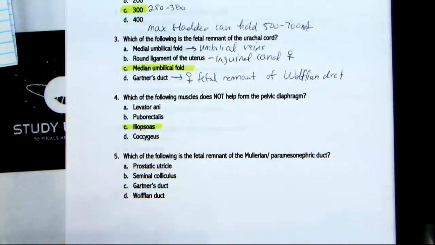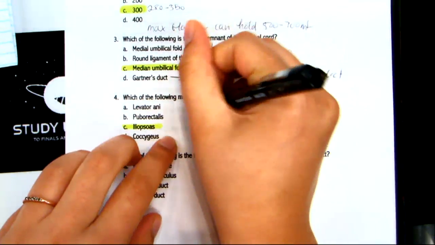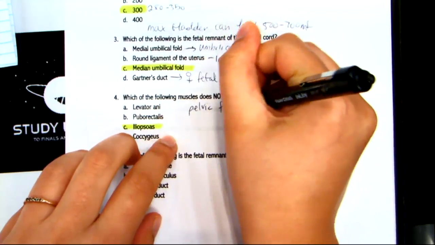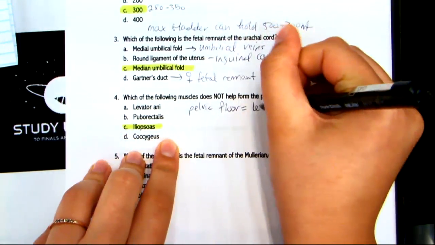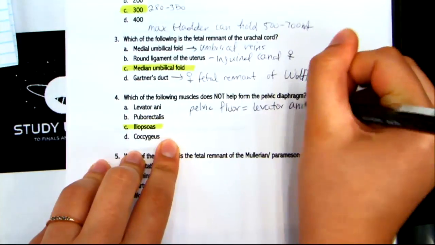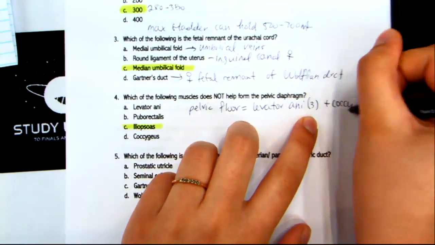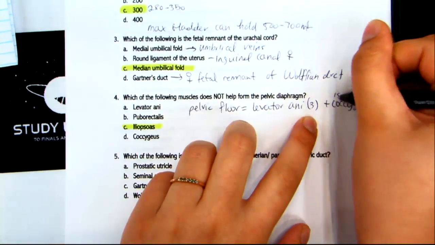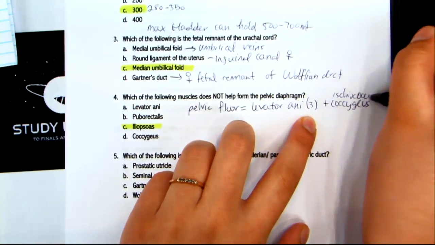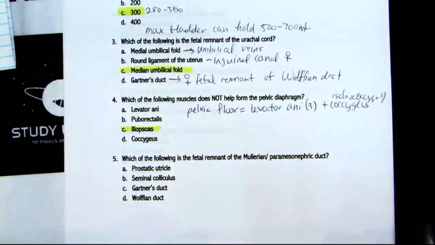Talk about this one a little more as well. So your pelvic diaphragm or your pelvic floor, I'll write floor here so we can remember, it's the same thing, is made up of the levator ani muscle, which has 3 parts, plus the coccygeus, which is also the ischiococcygeus, same thing. Okay?